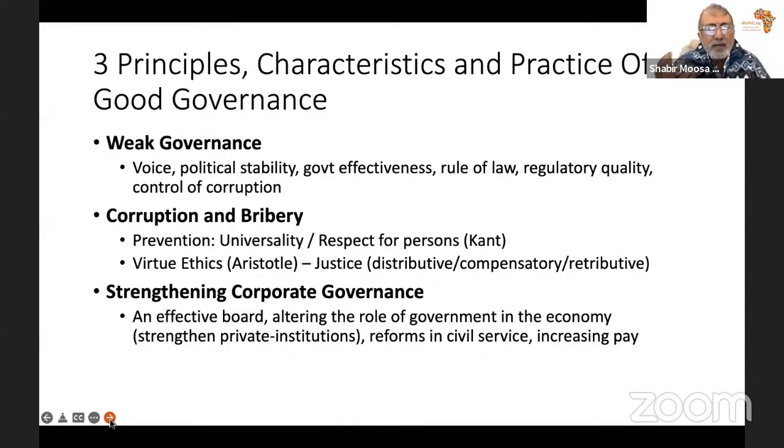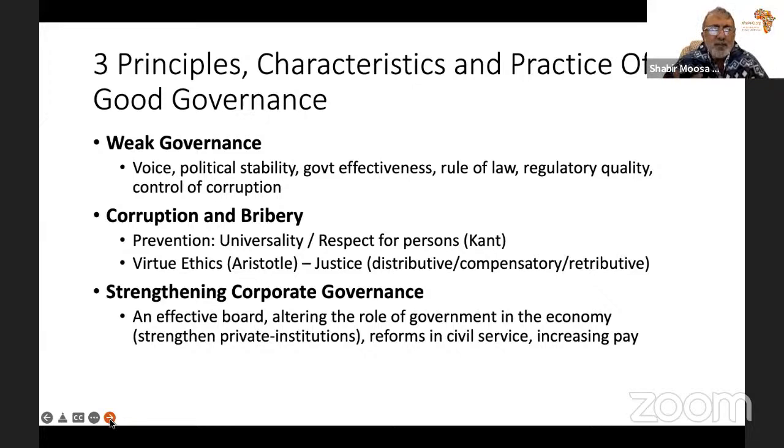And you can find weak governance in terms of people not having their voice, in terms of political stability, where governments and their organizations are not very stable, the society is not stable, government's not effective, rule of law is not there, the regulatory quality is not there, they don't create systems to do it, and invariably corruption creeps in. And these are some of the problems that we see across Africa.